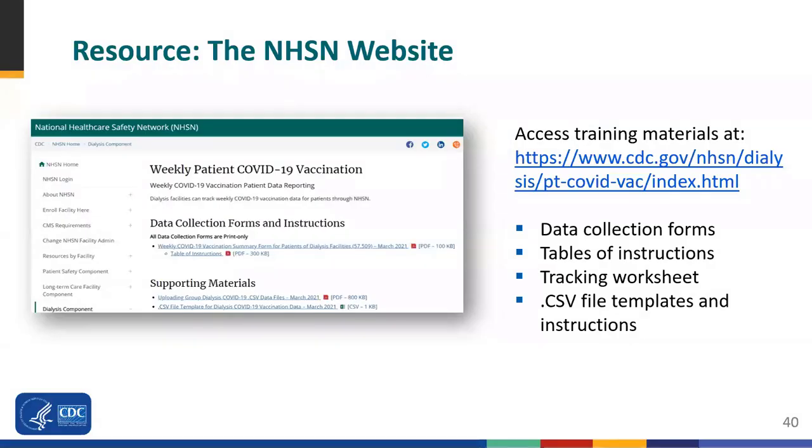The next few slides will outline some resources that may be helpful to you. The Dialysis Facility Component website contains links to the data collection forms, tables of instructions for reporting data, training slides, a data tracking worksheet, and CSV file templates and instructions on reporting weekly COVID-19 vaccination data through NHSN. Please note that we will post the updated slides used for today's webinar, along with a recording on the website by the end of next week.